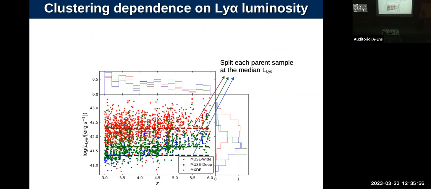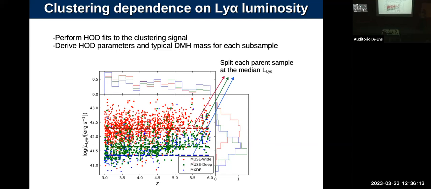So in order to investigate this a bit closer, we again take the 3 surveys, and I will split them to have subsamples at the median Lyman-alpha luminosity of the sample. So in that way, I will have 6 subsamples where I will do the same. I will measure the clustering, I will fit that clustering, and I will obtain the HODs and the typical dark matter halo masses for each of those subsamples.